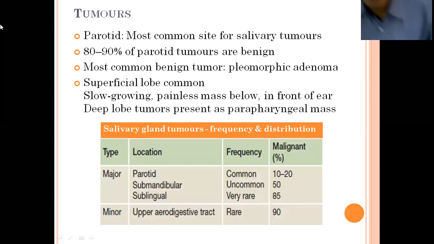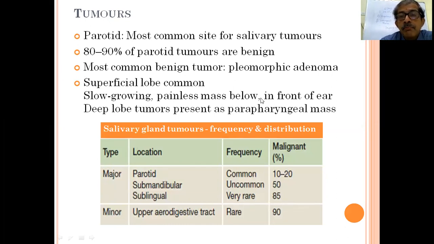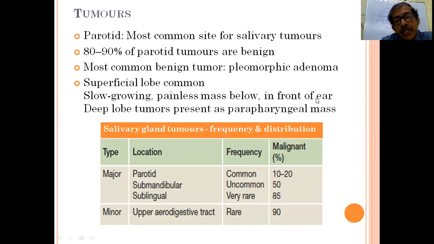Now you can see the importance of the facial nerve in salivary glands. So how do these benign tumors present? They will be slow growing, painless masses below and in front of the ear. In case presentation also, you have to specify. Whenever you see a parotid tumor, you should say in the history, a painless, slow growing mass presenting below and in front of the ear. So that is the commonest presentation.